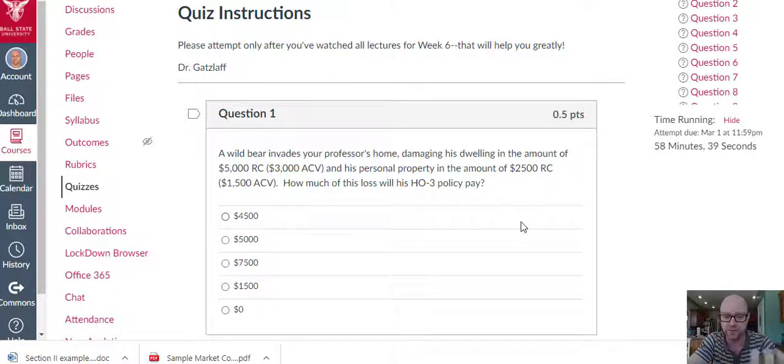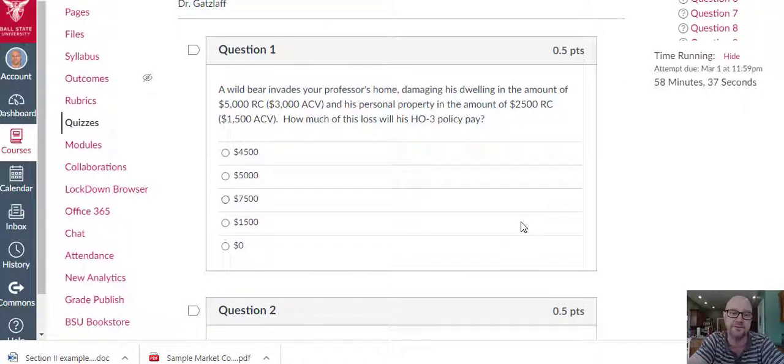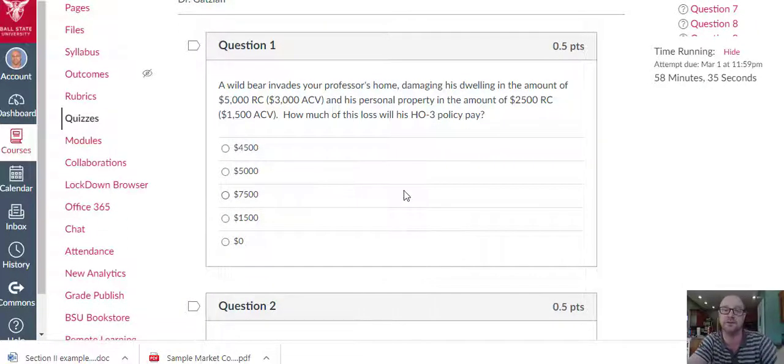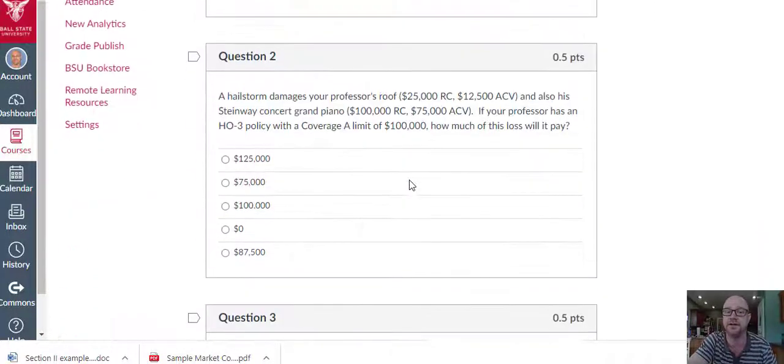So it's only the home damage that's going to be covered, and it's going to be covered at replacement cost, because coverage A is replacement cost, right? Coverage C would be actual cash value, but this is not a named peril. So here, 5,000 is what we're looking for. That's tricky. You have to know 2 things to get that right.